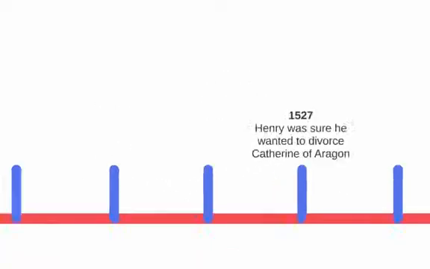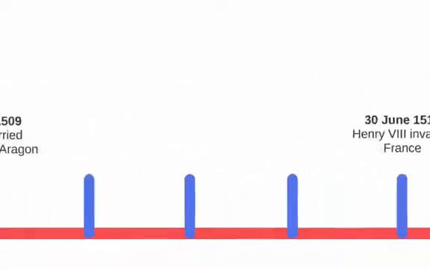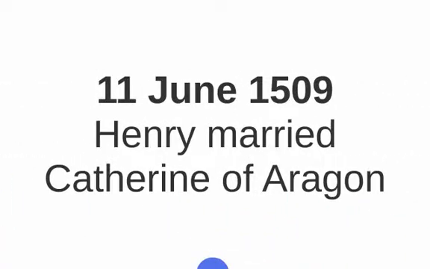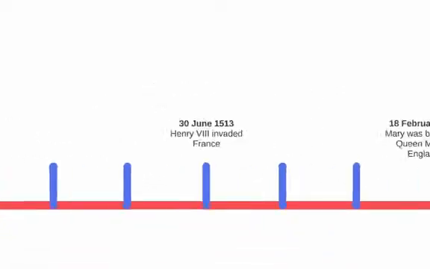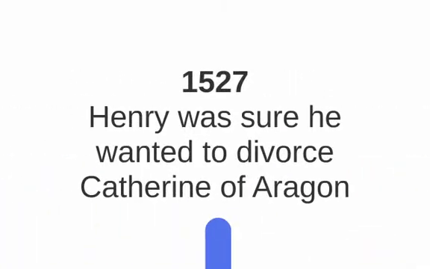Okay, so we're just going to skip back a few dates here to find where they first got married. There we go, 1509 was their marriage. And if we skip forward again through all of these dates that we've seen, 1527, he finally decides. So there are a number of years that they are happily married, and there's no mention of divorce, no mention of the break from Rome.